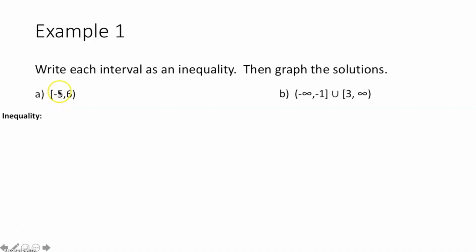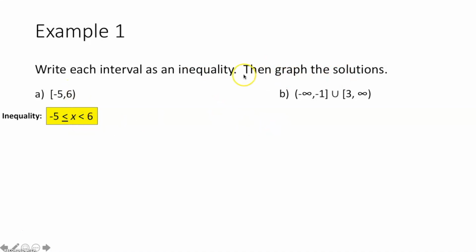You start with your leftmost endpoint, -5, and since there's a bracket, it's going to be -5 is less than or equal to, then x, then 6 has a parenthesis. So you write -5 is less than or equal to x, which is less than 6. And again, 6, you can see, is not included, therefore it doesn't have an equal sign in here.